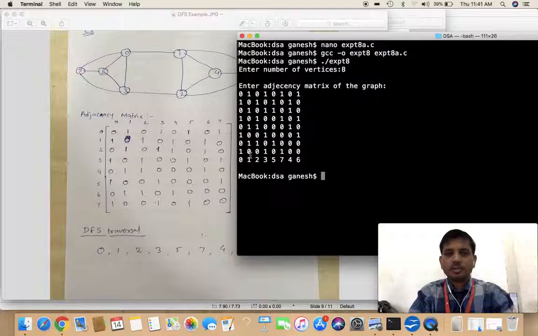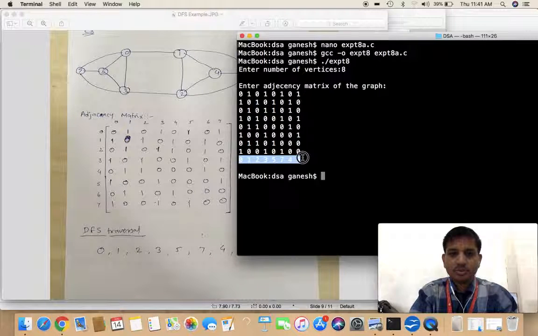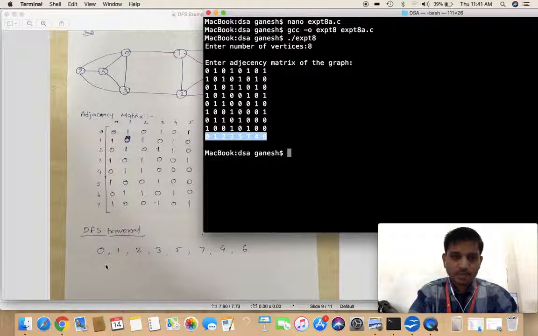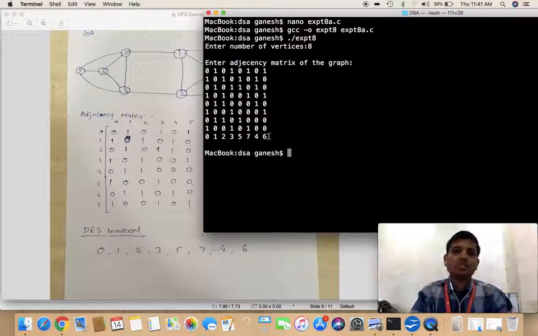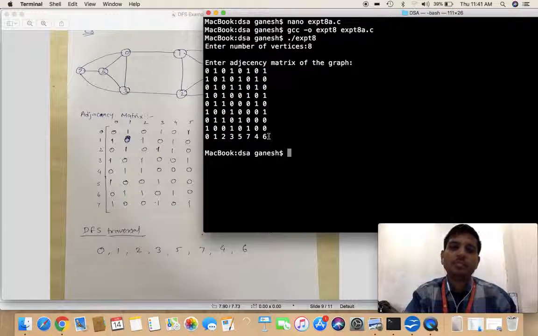Okay, so here the output is given as 0 1 2 3 5 7 4 and 6. You can check here the DFS traversal: 0 1 2 3 5 7 4 6. Yes, 0 1 2 3 5 7 4 6. So in this way we will get the output. So this is all about the DFS traversal.